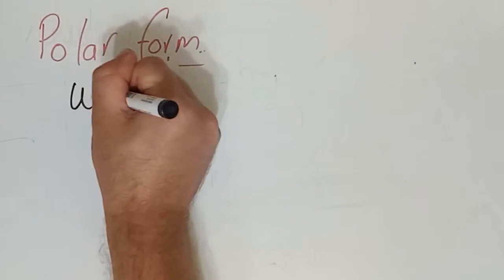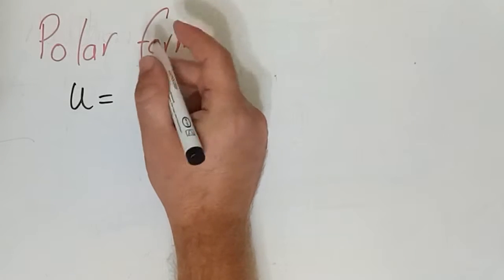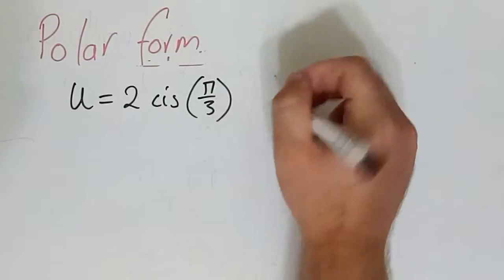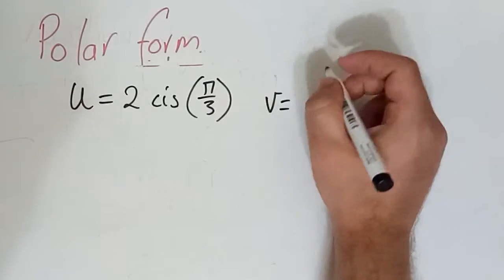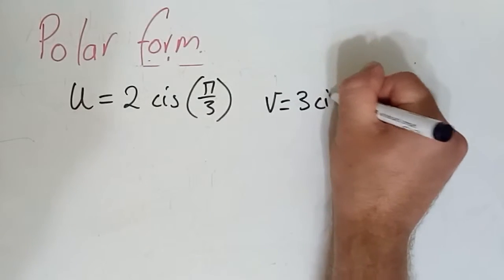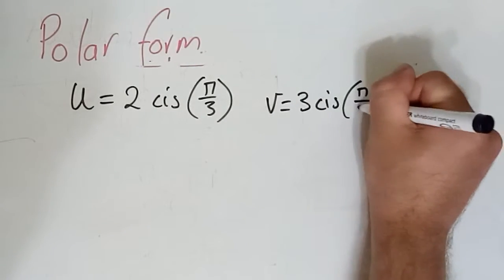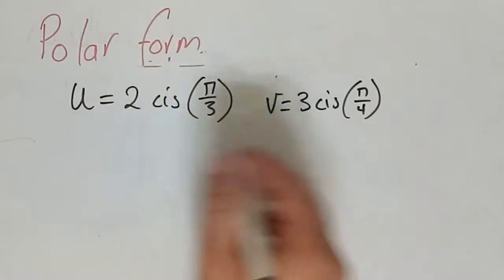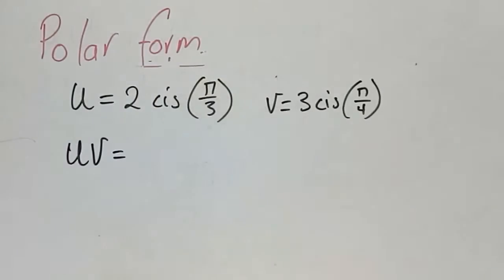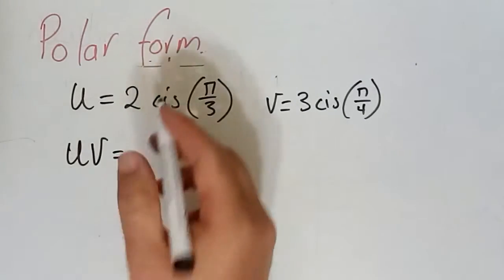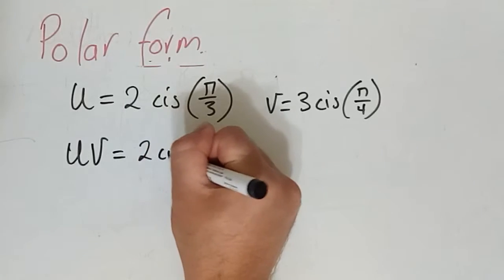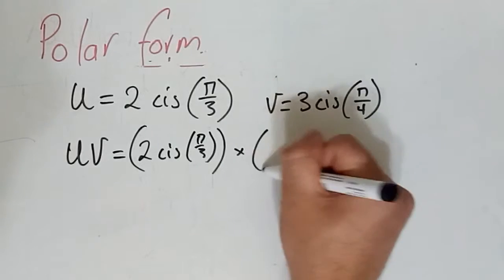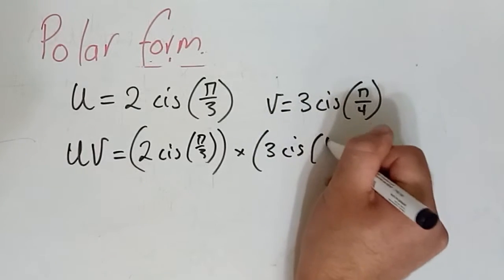So if I start with u, let's go with u equals 2 cis, again, pi on 3, my favorite. And v equals, let's do 3 cis of pi on 4. Okay, so we'll start with fairly simple ones. So when we multiply these two numbers together, let's find uv. What happens there? So we want 2 cis of pi on 3 times 3 cis of pi on 4.